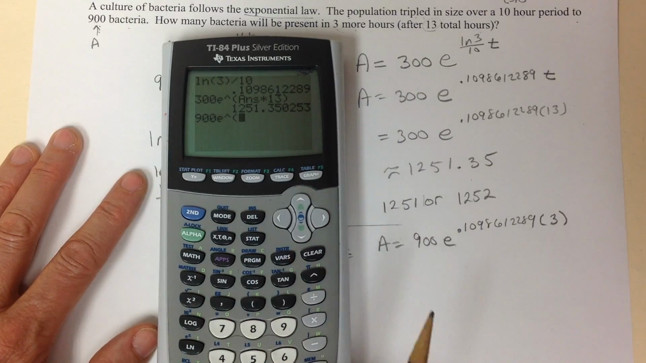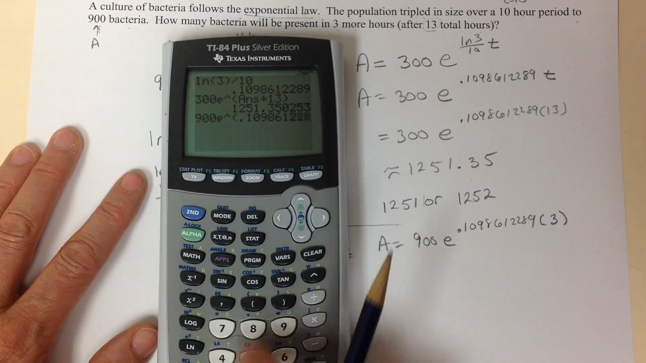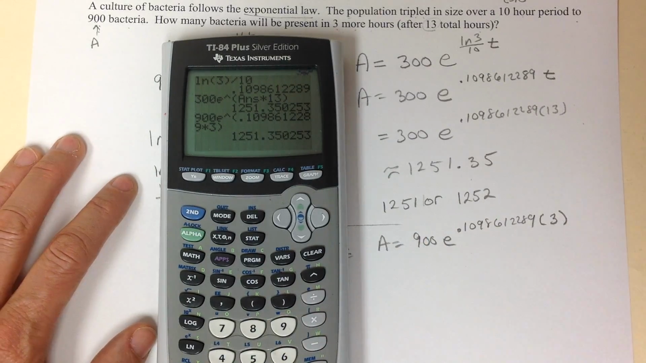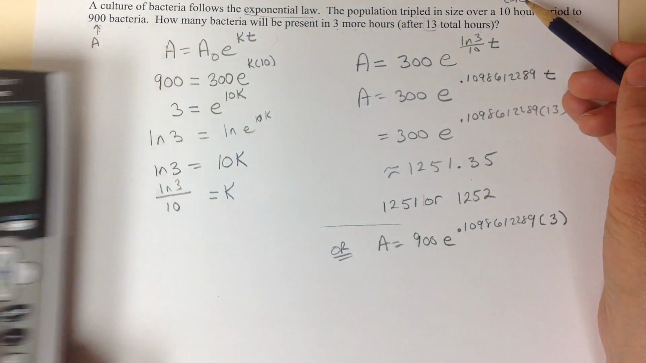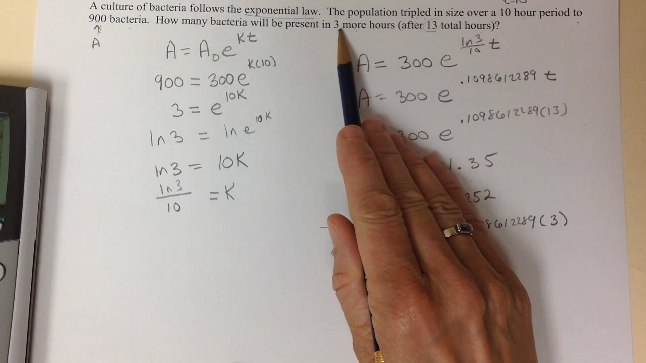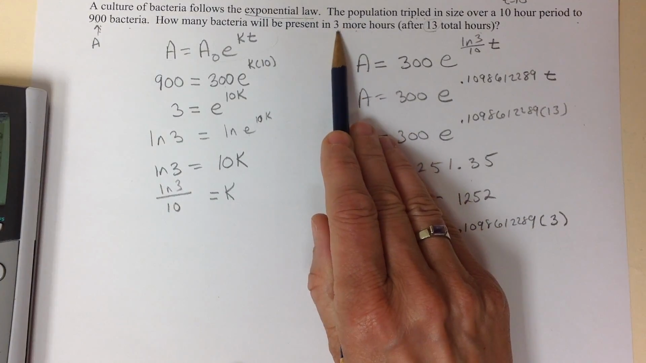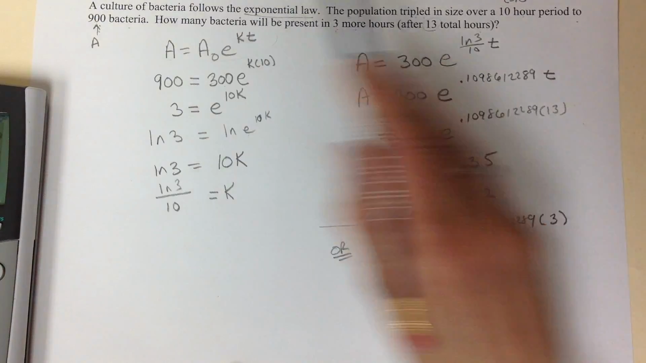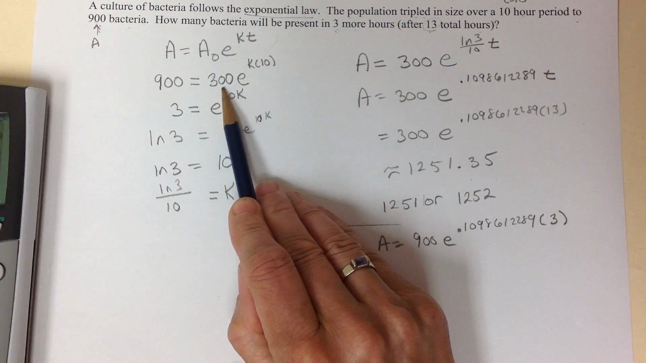900 e to the, I gotta type this one in, 0.10986122289 times 3. What do you know? Same answer. Okay, so there are 2 options for this one. You just got to make sure to watch the wording and get the reference. 3 more hours, if you use the 3, then you have to say that means I'm starting at 900 for this portion of the problem. If I go with 13, that's using the original initial population of 300.